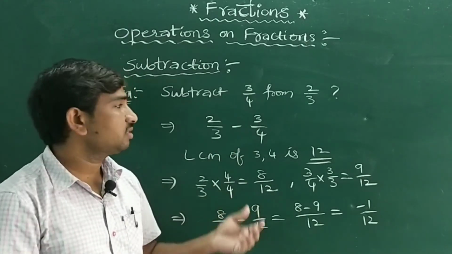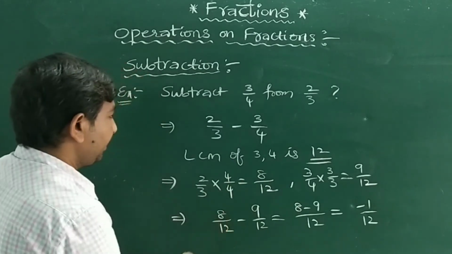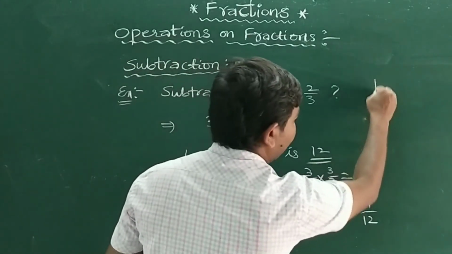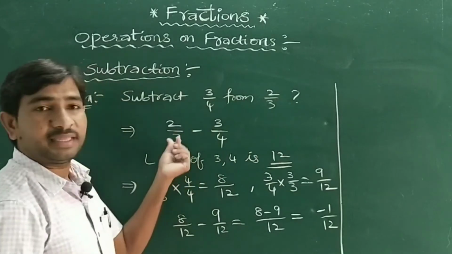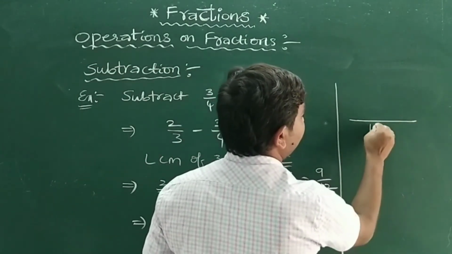Or in other words, we can use the LCM process. So what is the LCM process? Very easy. Here I am doing 2 by 3 and minus 3 by 4. What is the LCM? 12. So the LCM is 12, right.